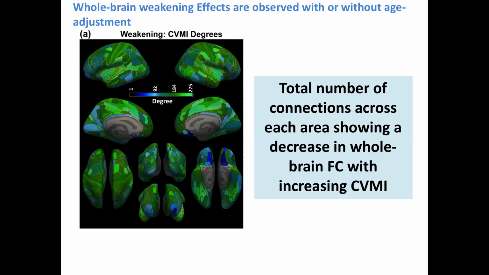These are the results showing CVMI-related weakening decrease. Just to remind you, the darker blue indicates lower weakening degree, whereas a lighter green indicates a higher weakening degree. First, we looked into the whole brain weakening degree without any adjustment for age. These results show a global weakening effect, which is summarizing the total number of connections across each brain region that showed a decrease in connectivity with increasing risk.